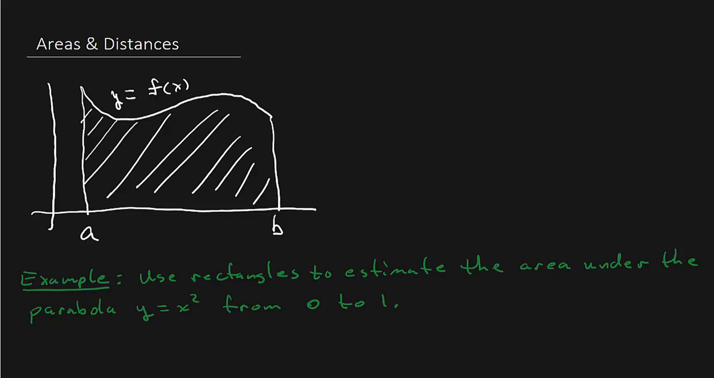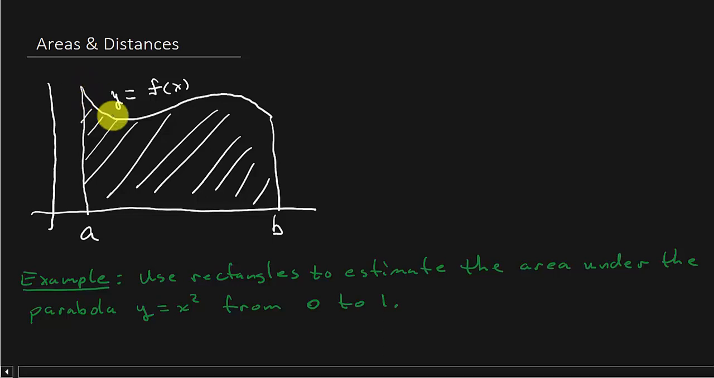So in this video, we are going to look at areas and distances. This is section 5.1 from the Stewart Calculus book. So what we're doing is we have a curve here, and we want to find the area under this curve from some point A to some point B. And here's our function y equals f of x. So how do we do this?